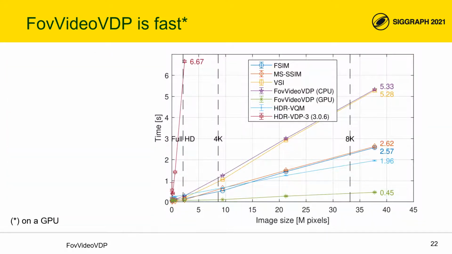FovVideoVDP is fast. Here you can see the plot of processing time versus the image size, and FovVideoVDP is right at the bottom, with the fraction of the processing time of other metrics. However, this is set with a big asterisk, that our metric runs on a GPU, while other metrics are running on a CPU. But in practical terms, FovVideoVDP is 100 times faster than HDR-VDP3.